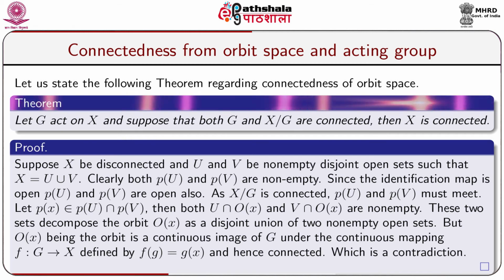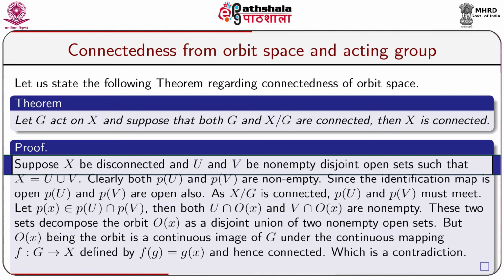Let G be a topological group which acts on X, and suppose that both G and the orbit space X by G are connected, then X is connected. To prove this, if possible, suppose capital X is disconnected, then there exist disjoint open sets U and V such that X is equal to U union V.